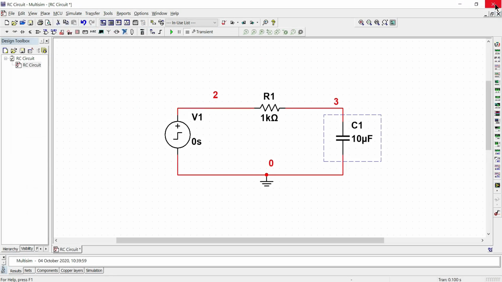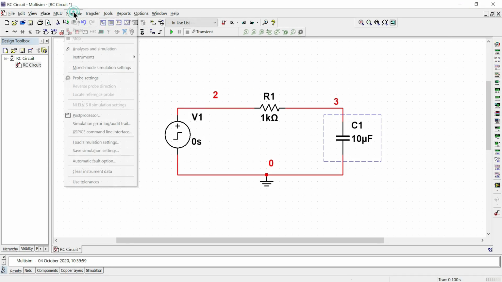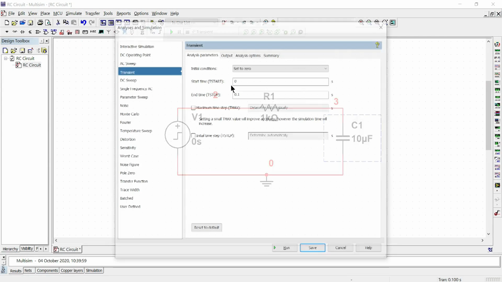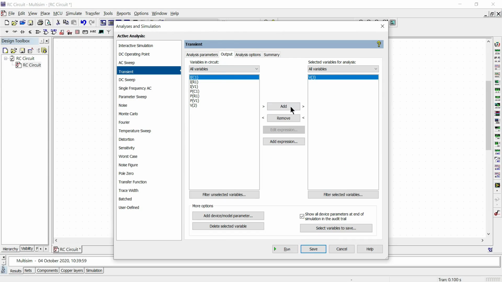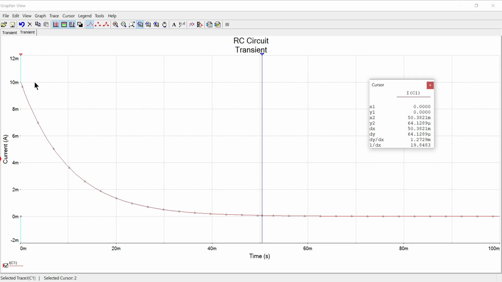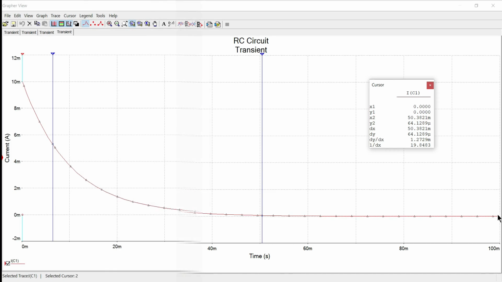Now let me quickly show you the graph for the capacitor current. So similarly, you need to select the current flowing through the capacitor and run the simulation. So you can see that the current through the capacitor graph for the RC circuit is a discharging graph with its initial value of 10 milliampere and finally it settles down to 0 at infinite time.